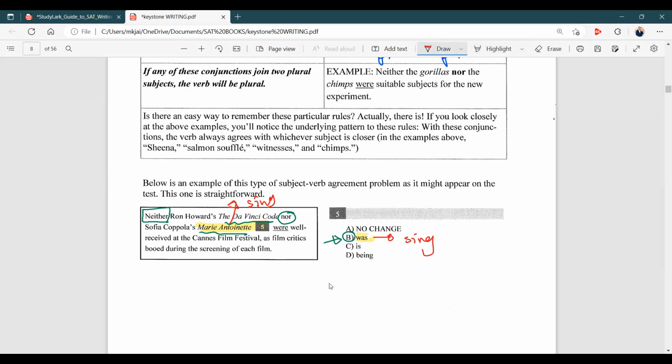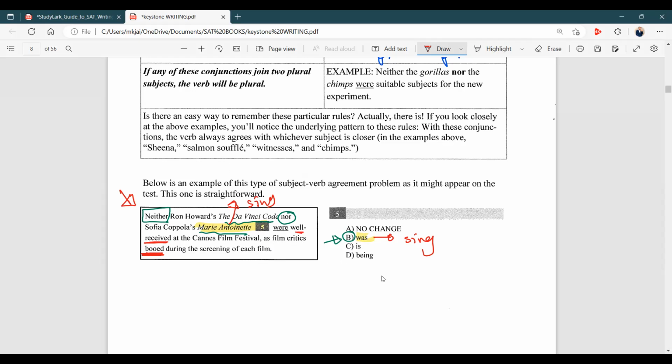But why not "is"? Have you thought about "is"? Because of the tense. Where is the tense? He put it in the past, so I thought that I should go to the past also. No, don't make this a rule. Look at the example that you have. There's an indication for the tense. Well received. Neither this one nor that one was received. That's a modifier. People were received these movies, as film critics booed during the screening. That's in the past.